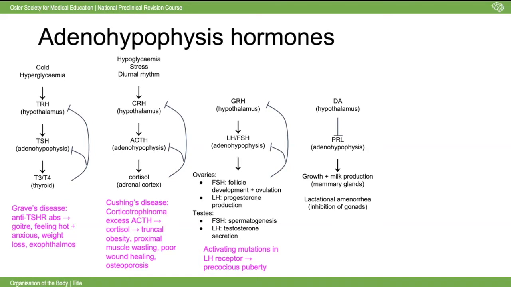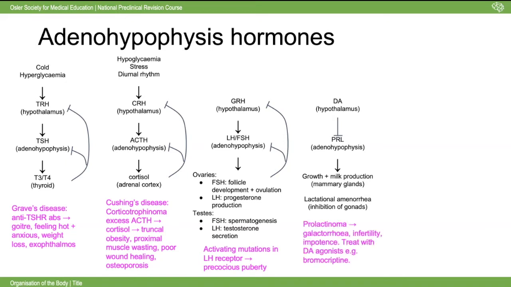Okay, so we've used this scheme of stimulus, hypothalamus, adenohypophysis, and then end organ for all of these so far, and with negative feedback. But the exception to this rule is prolactin, because it receives an inhibitory signal from the hypothalamus. So the hypothalamus releases dopamine, which inhibits prolactin release. And prolactin normally stimulates the growth of the mammary glands and milk production. And it also causes lactational amenorrhea, which is where there's a period of infertility after giving birth.